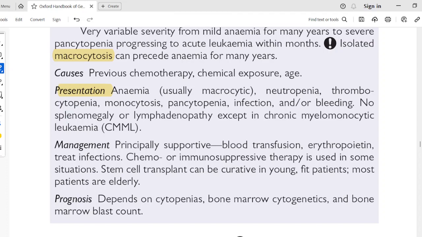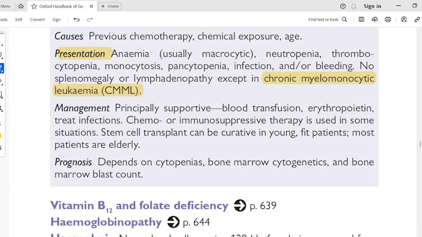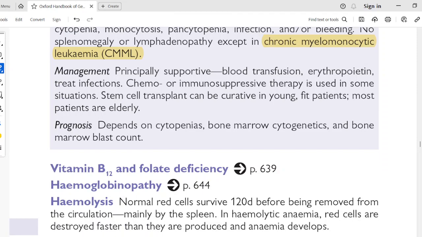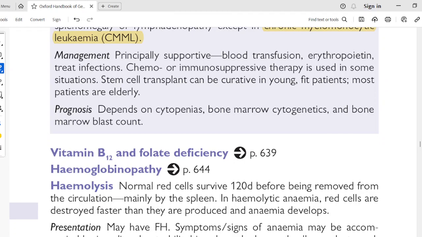No splenomegaly or lymphadenopathy except in chronic myelomonocytic leukemia. So in myelodysplastic syndrome there will be no splenomegaly or lymphadenopathy. Only in chronic myelomonocytic leukemia, which is a leukemia, there will be splenomegaly and lymphadenopathy. Management: principally supportive, blood transfusion, erythropoietin, treat the infections, chemo or immunosuppressive therapy is used in some situations. Stem cell transplant can be curative in young, fit patients.